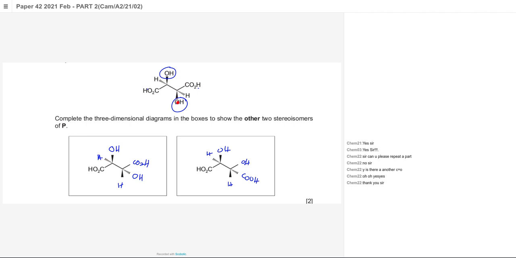Now, see, this is both the OH groups coming out. So you can't draw both as going in. That is wrong. If you draw OH here, both going in, that is wrong, because you have just turned the whole molecule 180 degrees. Let's turn the molecule the other way around. What comes out goes in. That doesn't make an isomer. So if both are coming out, the next one should have one coming out, one going in.